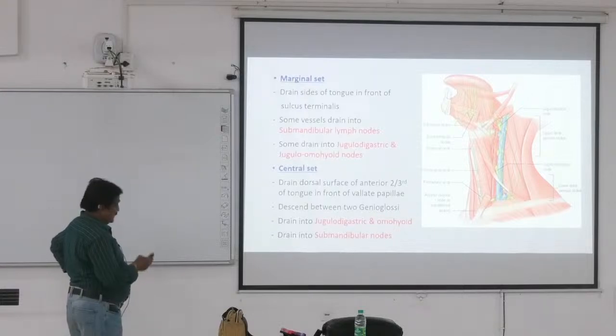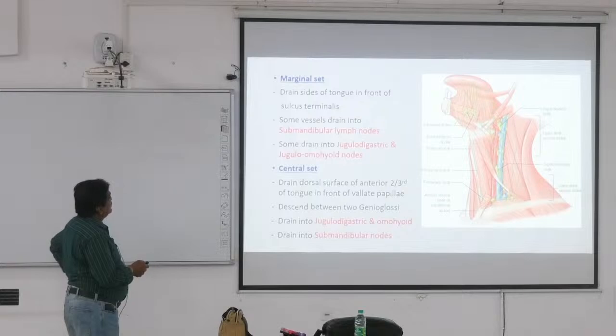Now the marginal set drains sides of the tongue. This is the sides of the tongue, sulcus terminalis. Some vessels drain into the submandibular lymph nodes. Some drain into the jugulo-digastric nodes and jugulo-omohyoid nodes.